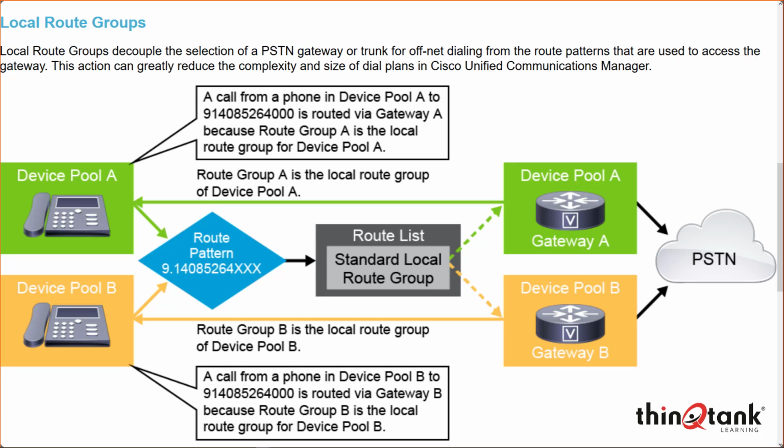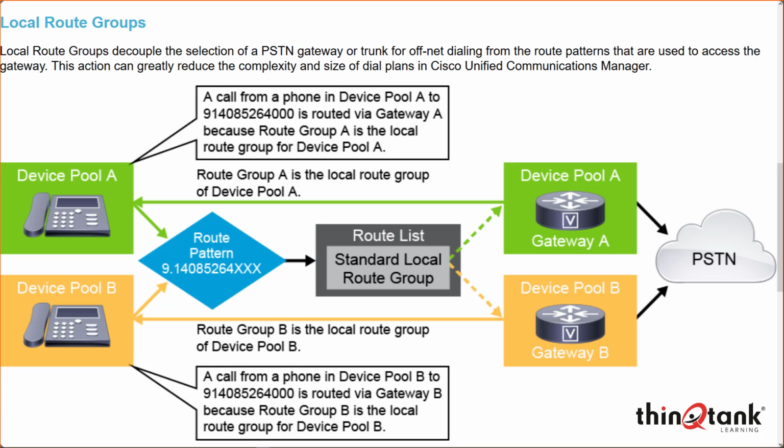All right? But the key here is that you can reduce the number of patterns that you have to create significantly in Unified Communications Manager, especially if you have lots and lots of locations, right? So basically we're just doing dynamic selection of the egress gateway depending on what device originates the call. So we have generic route patterns that point to the route list that just points to a standard local route group, and then based on the device pool configuration, that call routes to that particular gateway.